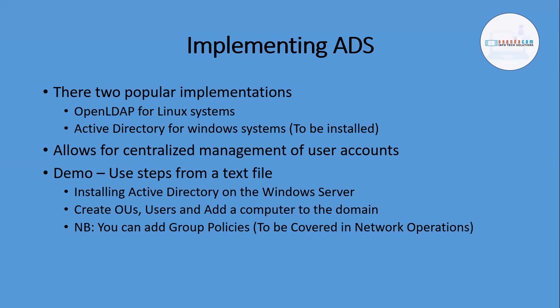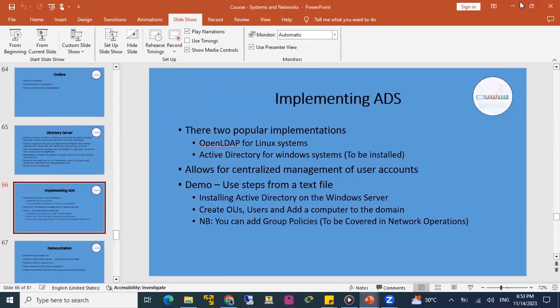So we're supposed to do these steps. We're supposed to install Active Directory on Windows Server, which is supposed to run on a virtualized server, say VMware, and then we're going to create organizational units and users, and then add a computer to the domain. Okay, so I'll step out of this and go through some of the steps with you right now.